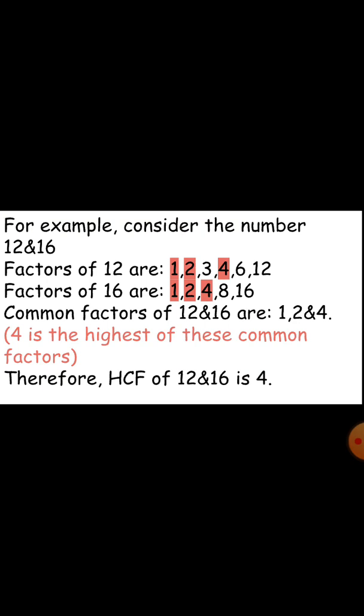For example, consider the numbers 12 and 16. You know the factors of 12 are 1, 2, 3, 4, 6 and 12. And factors of 16 are 1, 2, 4, 8 and 16. The common factors of 12 and 16 are 1, 2 and 4. Clearly here 4 is the highest of these common factors. Therefore HCF, that is highest common factor of 12 and 16 is 4.